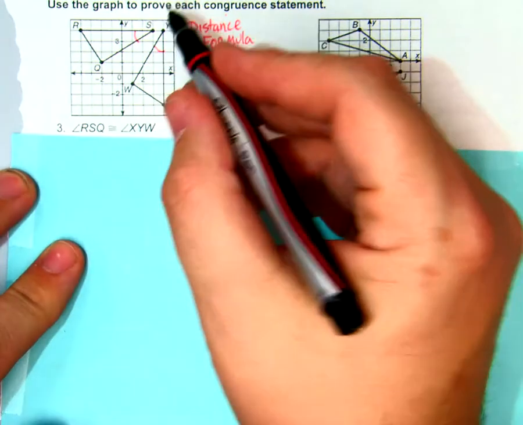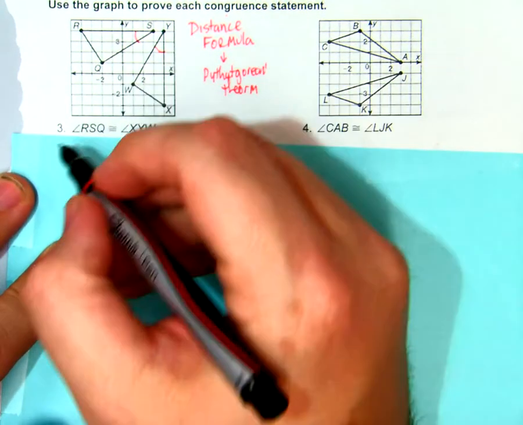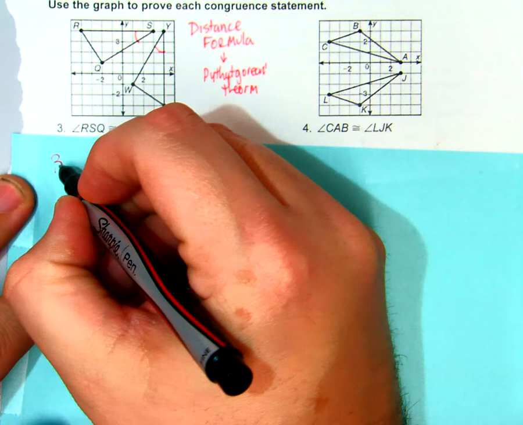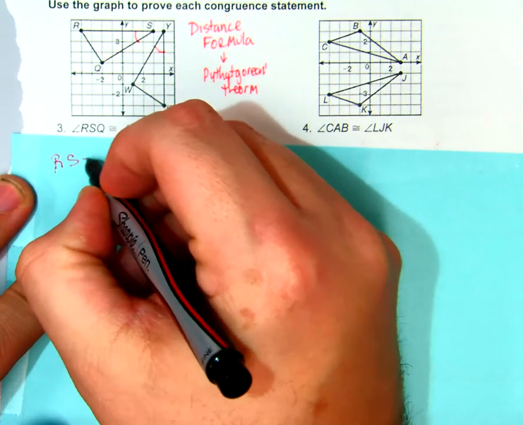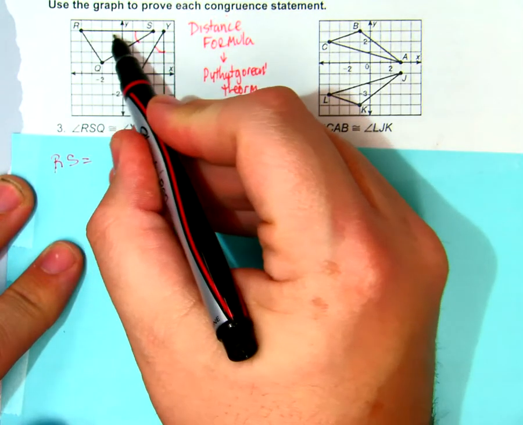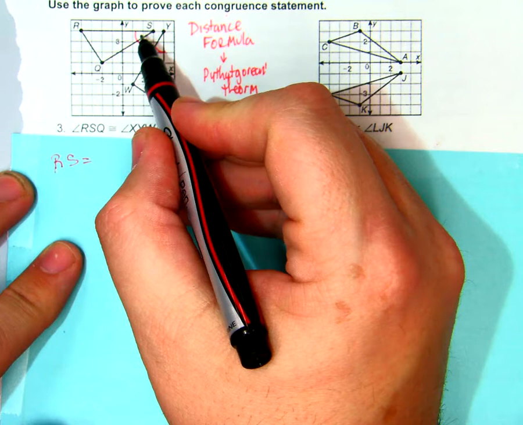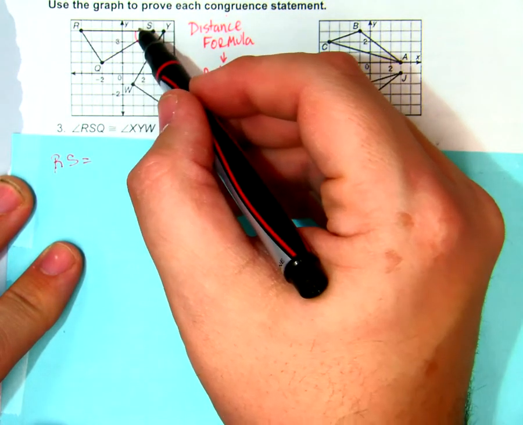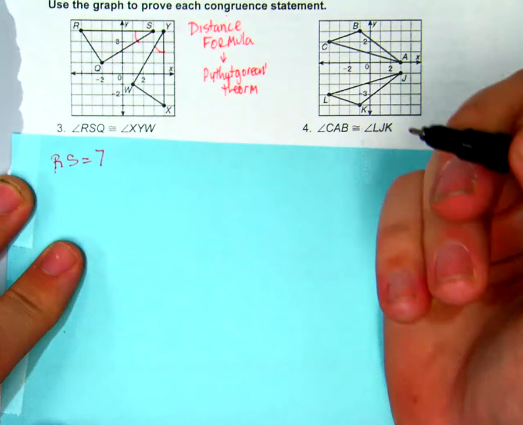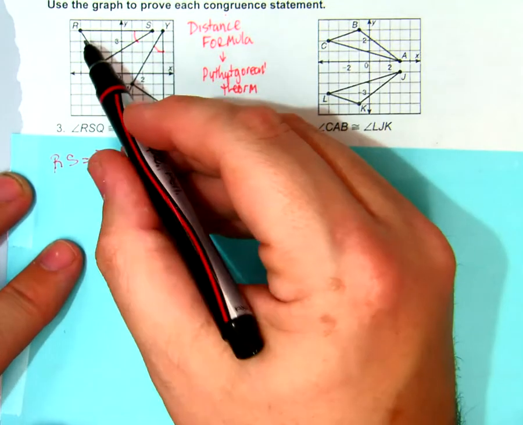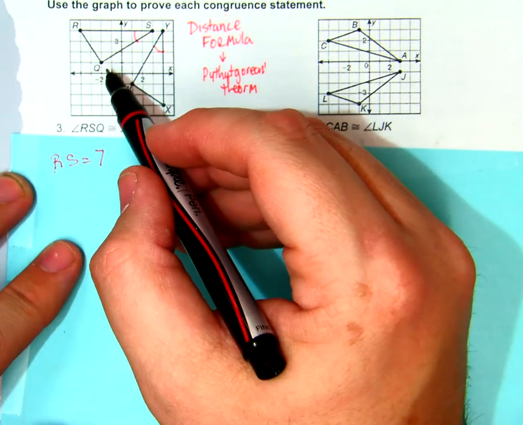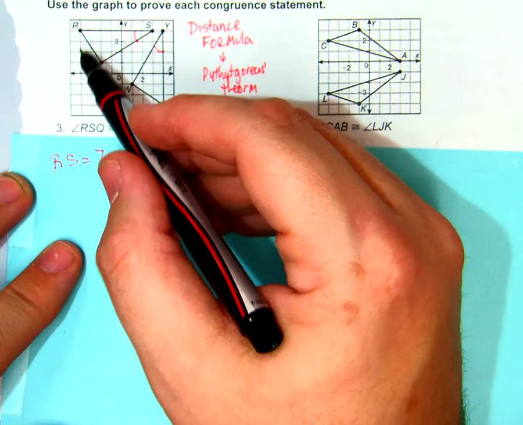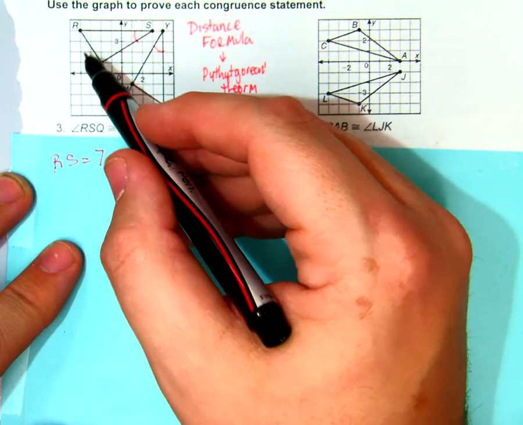Now, from the first triangle, RSQ, RS is the easiest one because it is a horizontal line. We don't have to do a Pythagorean theorem. We could just count them up. 1, 2, 3, 4, 5, 6, 7. RS is 7 units.